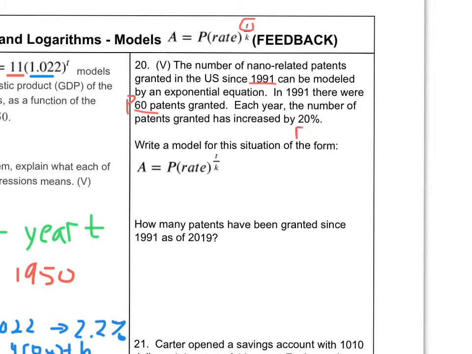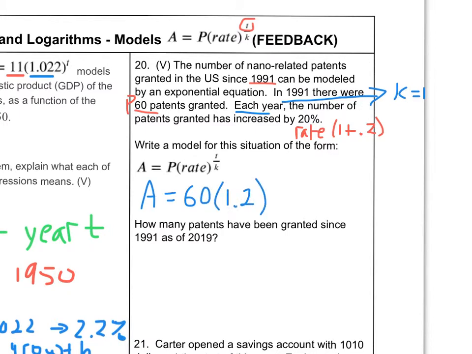That means that my rate is going to be 1 plus 0.2 for 20%. And each year, that tells me that my K is going to be 1. This isn't every 5 years, this is every single year. So, we have a model for this now. A is equal to 60 times 1.2 to the T over 1. At that point, that part's done.